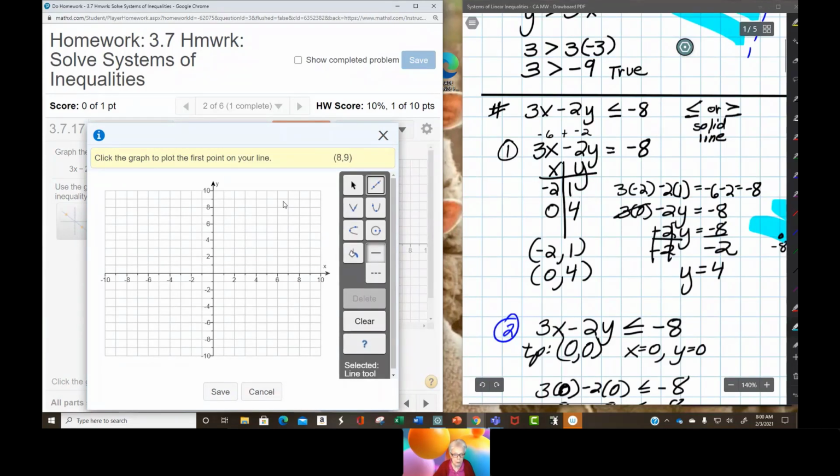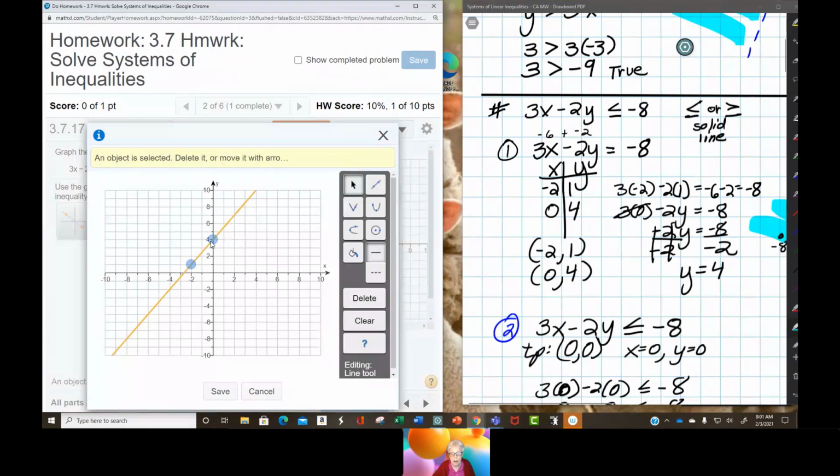Okay, so I go over here. See how that, look at the upper right-hand corner of the yellow bar. Look at that. Wherever you go, it tells you where you are. I think that's great. -2, 1. And 0, 4.